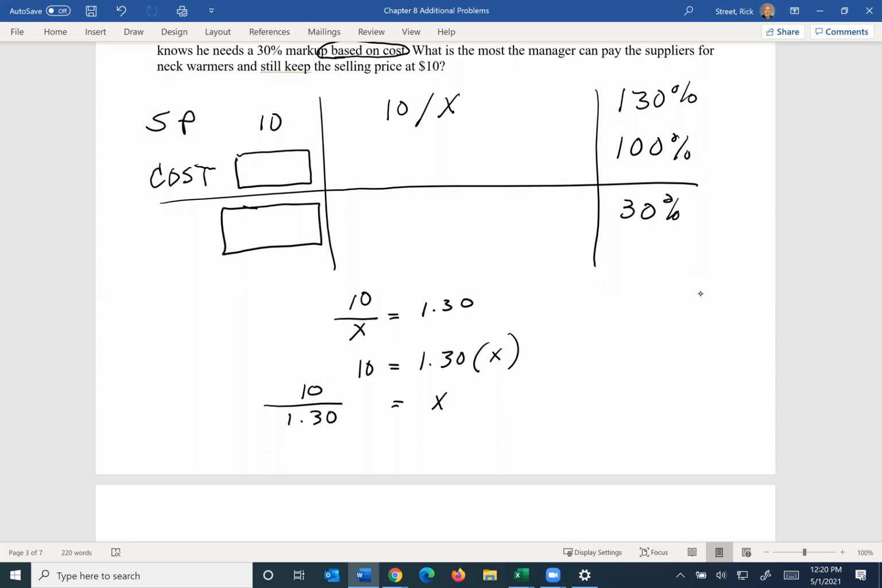So 10, that means we can't pay any more than $7.69. All right, so at that point, we know that $7.69 is our base. So there are things we could do now. If it asks, what's the markup dollar amount? Well, now we know it's 10 minus $7.69.